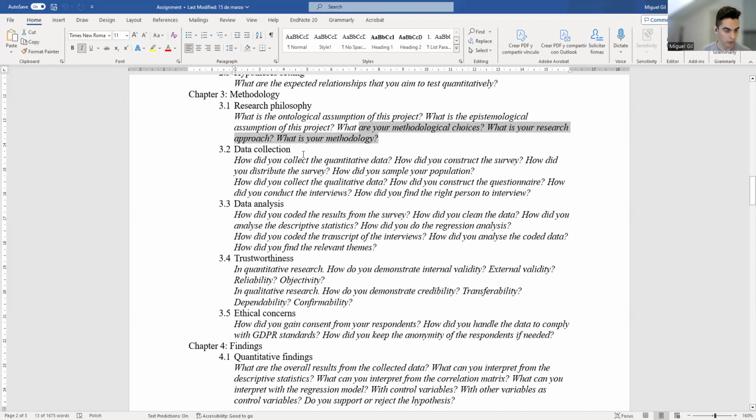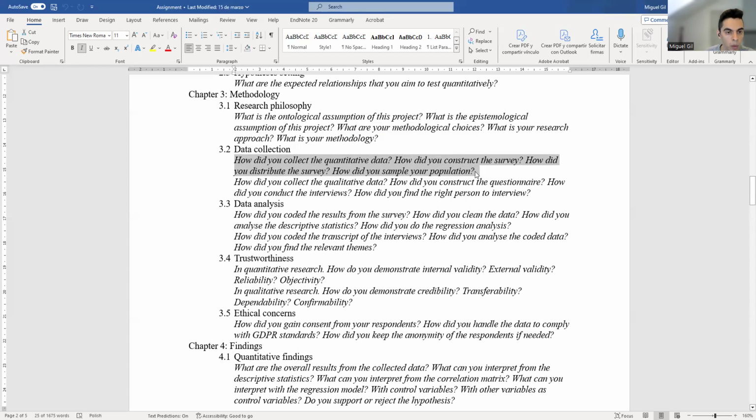Then we move to data collection, and I think this is maybe the largest section of this chapter because there are many things to discuss. First of all, I suggest that you divide this section into parts, one for the quantitative data collection and another for the qualitative, as it's explained here. And I will start with the quantitative because there's something important to discuss.